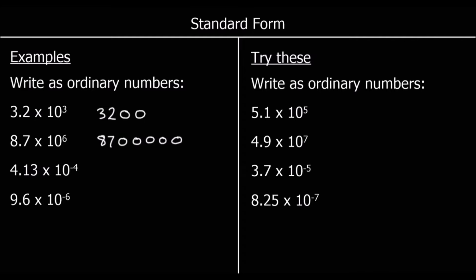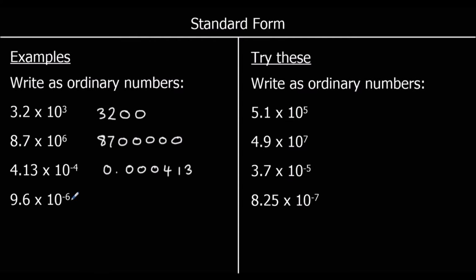So the next one, 4.13 times 10 to the power of negative 4. So 4.13 divided by 10 4 times, because it's a negative power. So once is 0.413, twice 0.0413, 3 times 0.00413, and 4 times 0.000413. So with a negative power, the number of zeros, including the one before the decimal place, is the same as the power. So 4 zeros, power of negative 4.